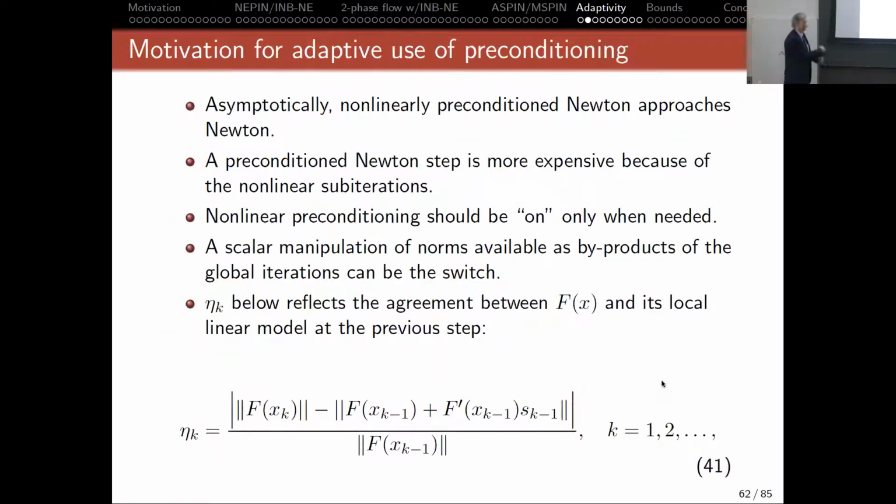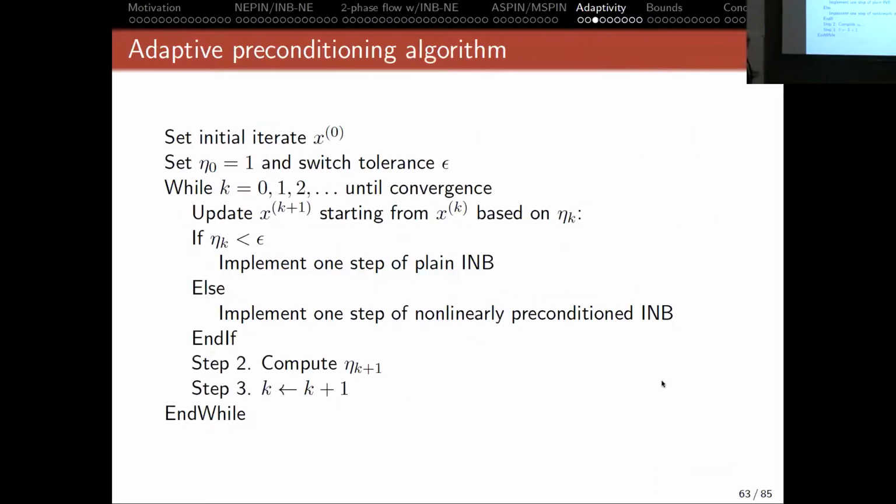So I mentioned the desirability of turning off the nonlinear preconditioning after it does its work and gets us into the domain of Newton convergence. And that's actually a rather simple trick. This is an estimate of the next residual if the linear model is valid. This is the next residual. And so if that ratio is small enough, it says Newton is probably going to work by itself without assistance.